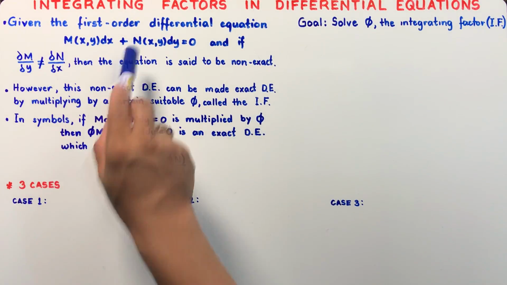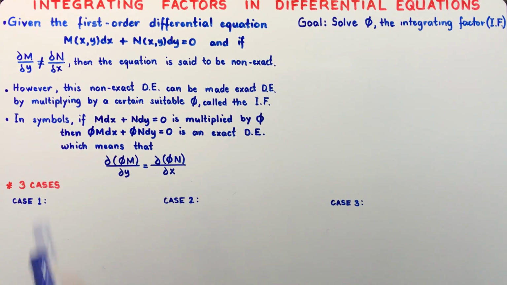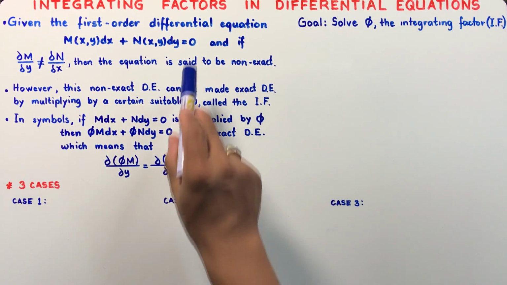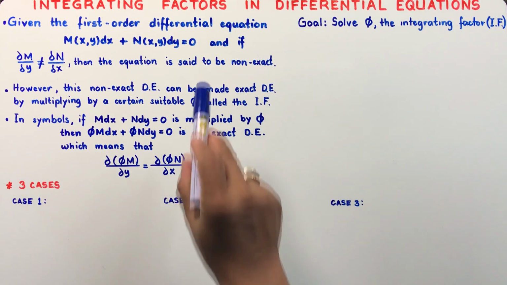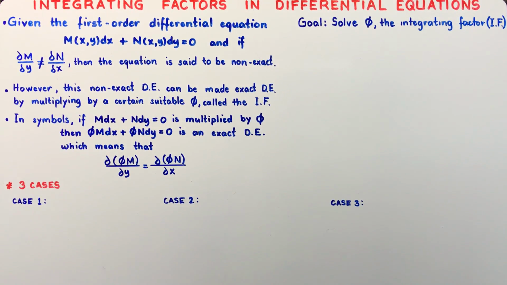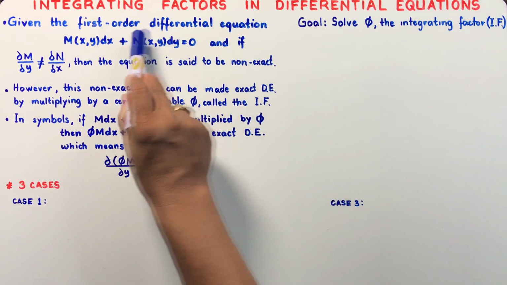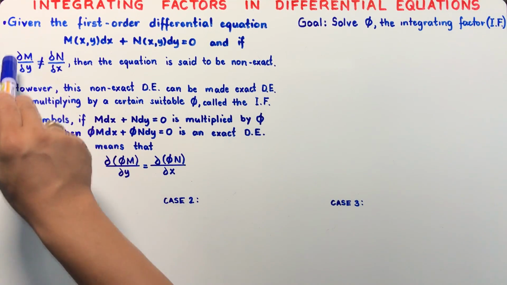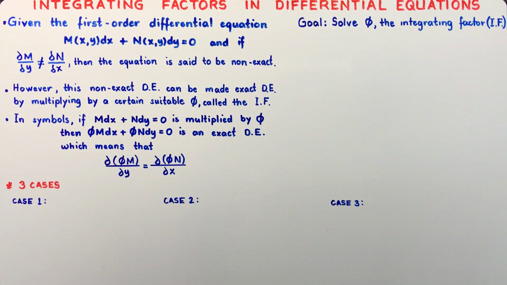So given the first order differential equation, which is M of x and y dx plus N of x and y dy equals 0, and if the partial derivative of M with respect to y is not equal to the partial derivative of N with respect to x, then we can say that this differential equation is not an exact differential equation because it does not satisfy the test for exactness.